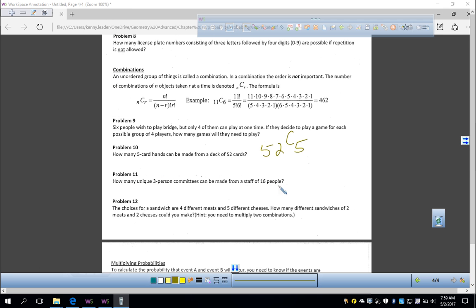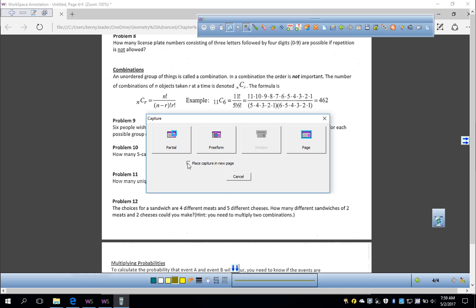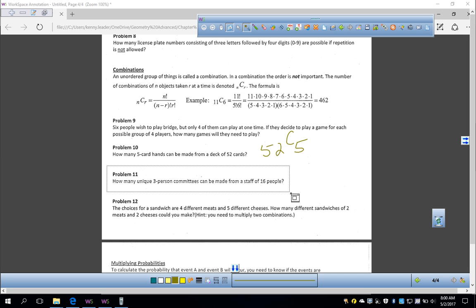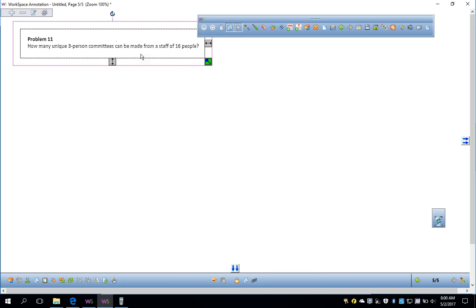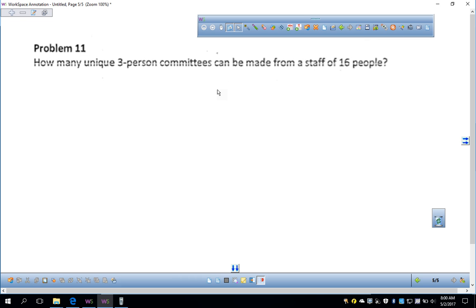You guys try this one. Problem 11, how many unique 3-person committees can be made from a staff of 15 people? Go ahead. You can do this. 16 people, right? Is that what that says? 16 people? Ian, tell me the answer. About 560. Is it 560? Is that what you got? So that's just 16 combination 3. Okay?